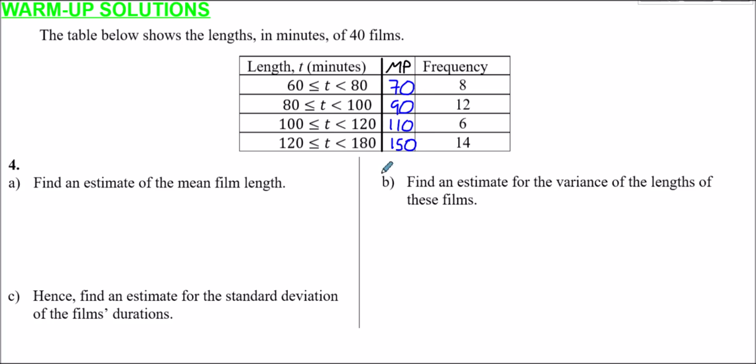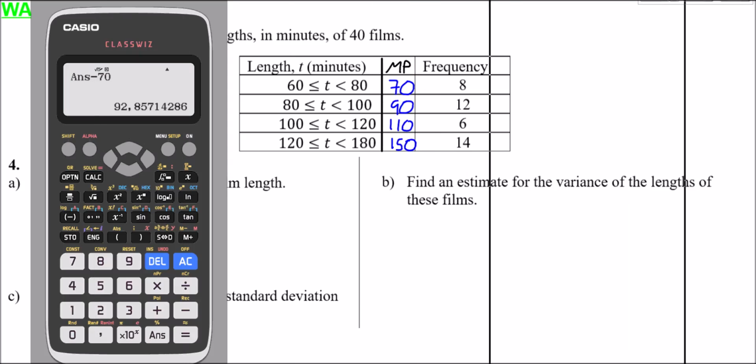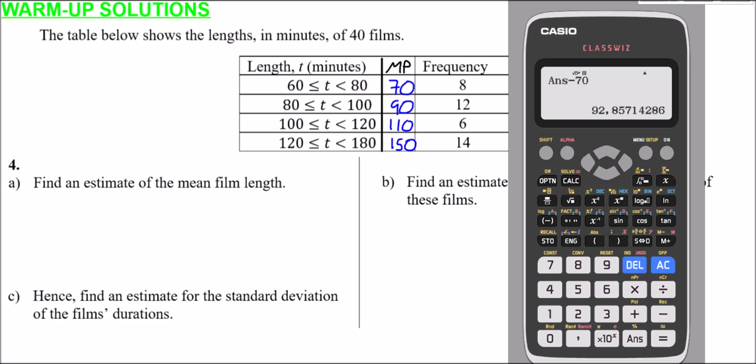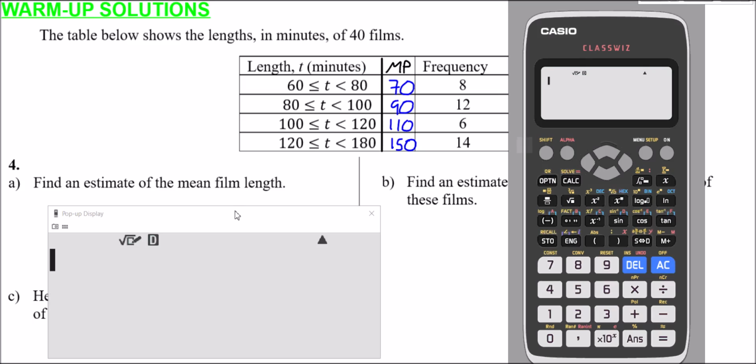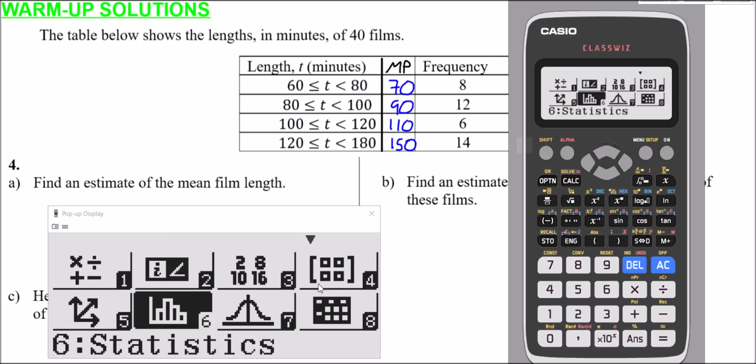So using the ClassWiz, what we're going to do next is get into the right mode first of all. So you need to remember how to get into the correct mode. I'm going to show you it on the big screen as well, so that you can see what I'm typing in case it's unclear on your small phone, for example. So we press Menu, we scroll down until we see Statistics, option 6, press equals.